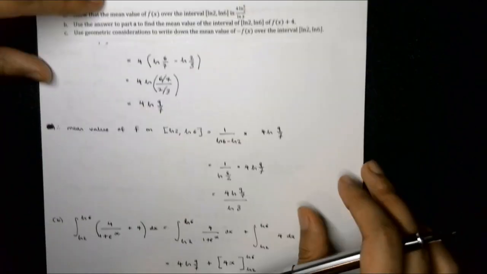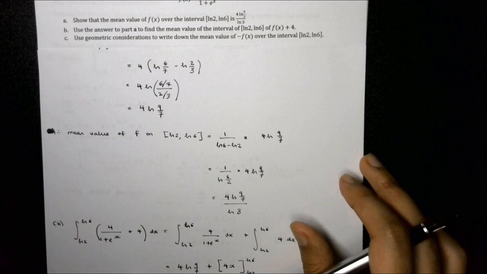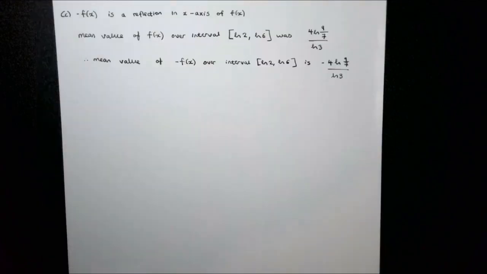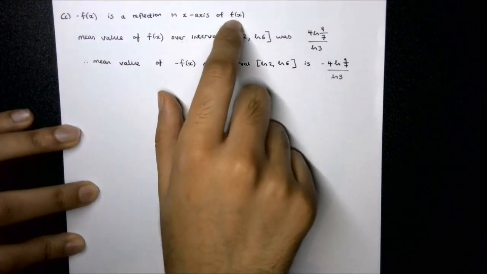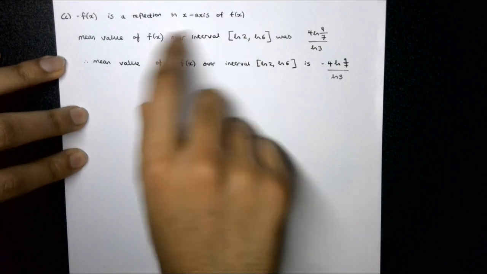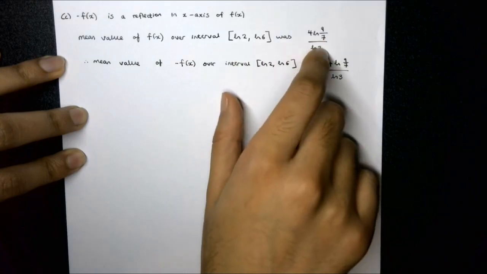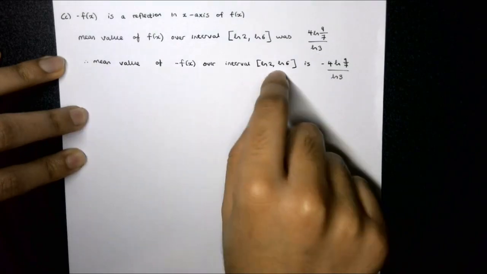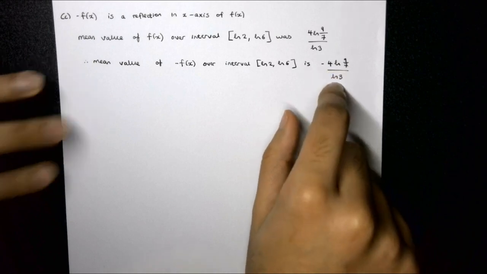Now for part C, we have to consider geometric considerations to write down the mean value of minus f of x over the interval from natural log of 2 to natural log of 6. So what you can see is minus f of x is a reflection in the x-axis of f of x. That's stuff you've met in A-level maths. So the mean value of f of x over this particular interval was 4 times natural log of 9 over 7 over natural log of 3. So therefore the mean value of minus f of x over this interval is minus 4 times natural log of 9 over 7 over natural log of 3.